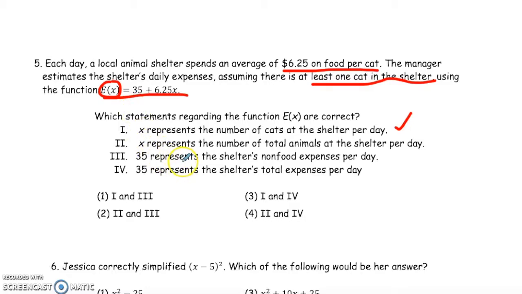Now here, 35 represents the shelter's non-food expenses per day. So remember, the 6.25 is the food. Remember, cats need toys and water and medicine and love. So they need a lot more than just food. It says non-food expenses, so we're going to say yes. And they spend more than $35 on total expenses. So the answer is 1 and 3.